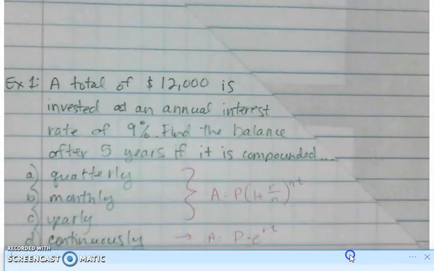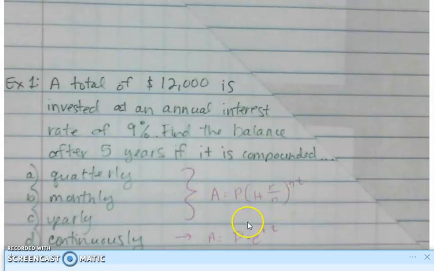So, in order to do A, you're going to take the 12,000, which is your initial amount, that's P, your principal. The interest rate at 9% is going to be turned into a decimal of 0.09, so that's going to replace this R right here. And then 5 years is going to be the time period, so that's going to be your T here. And then quarterly means that you're doing this 4 times per year, just like there's 4 quarters in a dollar. So N then is going to be 4.